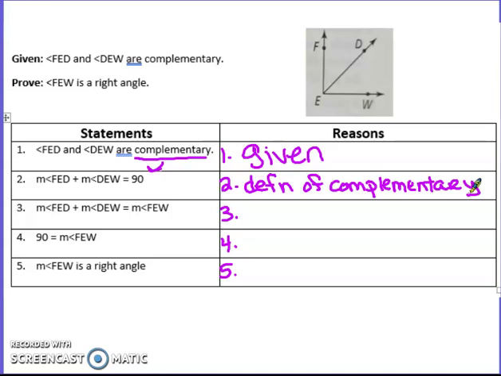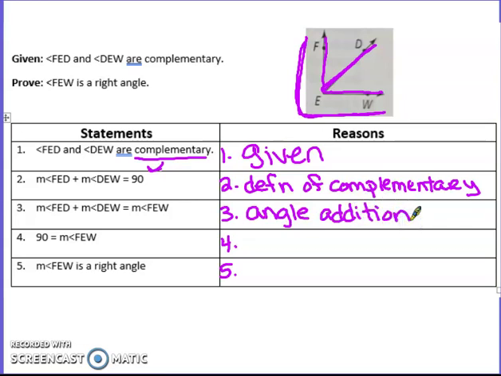Step 3 says angle FED plus angle DEW equals measure of angle FEW. Well, if I look at my picture at the top, I have FED and I add DEW. They are saying it equals the whole part. Now, again, I know we've gone over angles in class, and you know that each section added together equals the total angle. But we're explaining this to someone who's never done this. So this is going to be angle addition. You are taking each part and adding it together to get the total angle. And FEW just is the total angle.